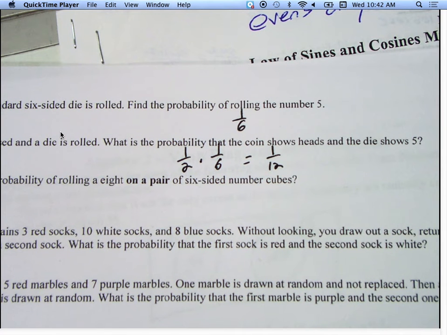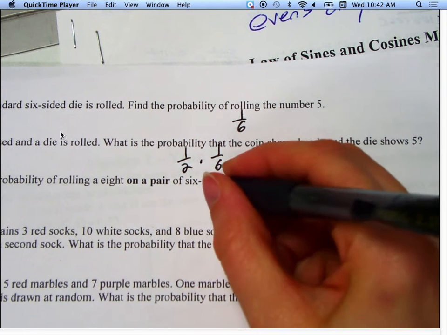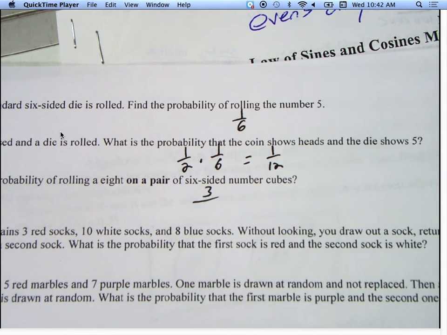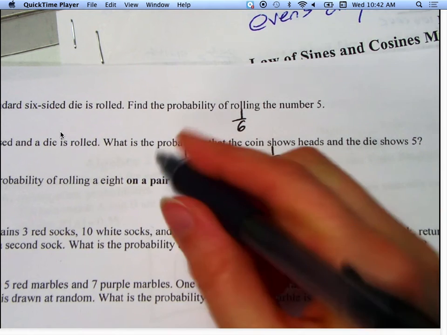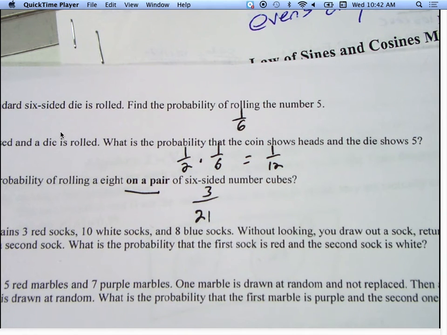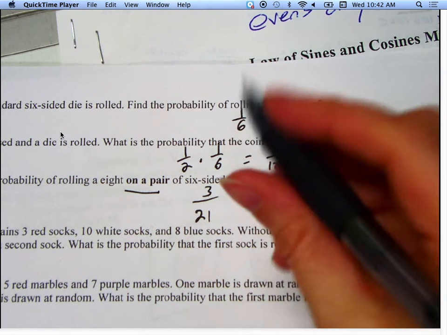What is the probability of rolling an 8 on a pair of 6-sided dice? How many ways can we come up with 8? How many different rolls? 2 and 6, 4 and 4, 3 and 5, right? So that's 3. How many ways can I roll a dice total? We've talked about this. 21. Oh, you're right. Because it's a pair of. And 3 over 21 reduces to 1/7.